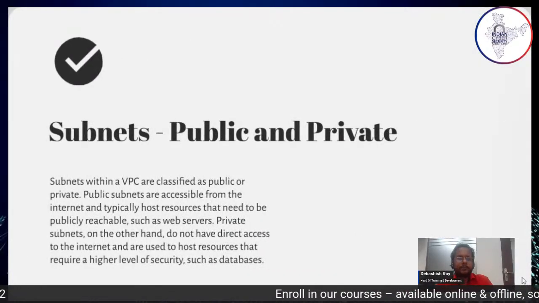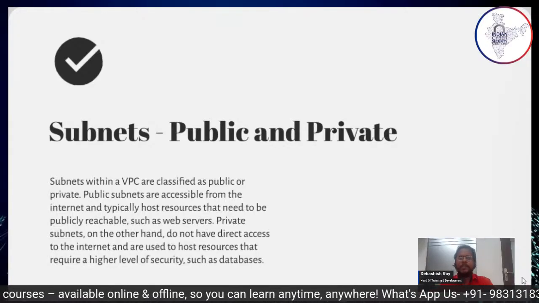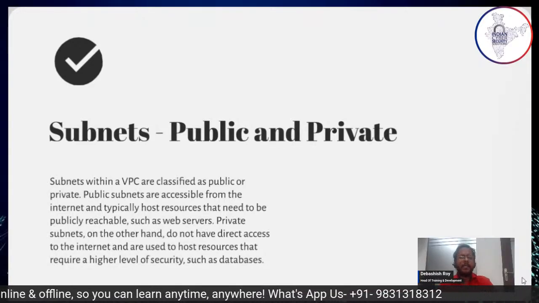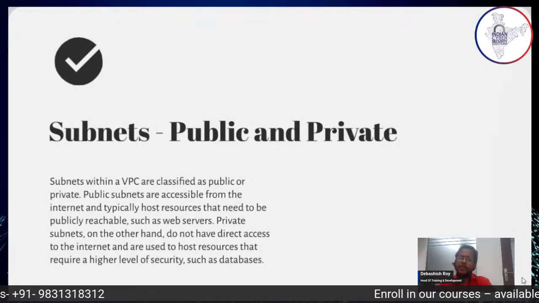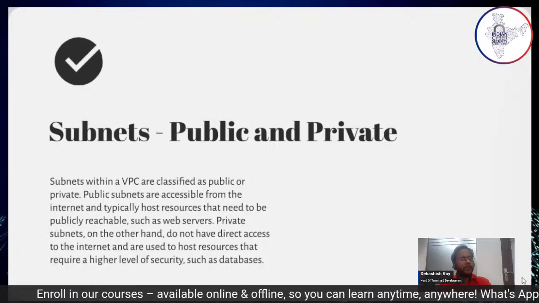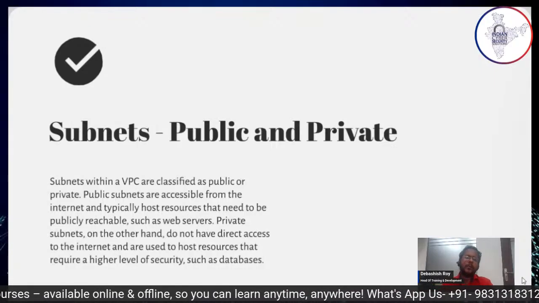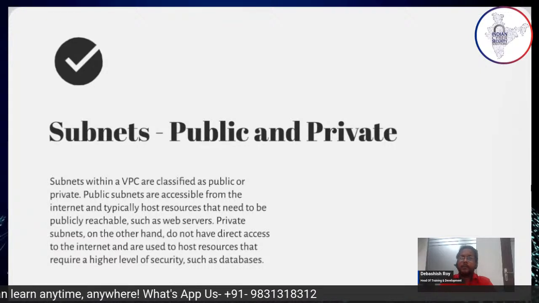Then subnets, public and private subnet. So subnets within a VPC are classified as public or private. Public subnet means that they are accessible from the internet, from the public network. So if it is accessible from the public network, you can have the network ACL and security group. So then it is a public ACL. That is for everybody. And they typically host resources that actually need to be publicly reachable, such as web servers. Like you have hosted a website there in the cloud, and you can host the website publicly. That is for public, for everybody. That should be in the public subnet.